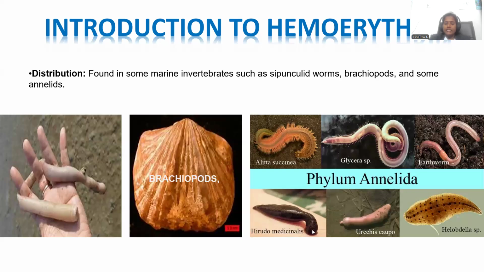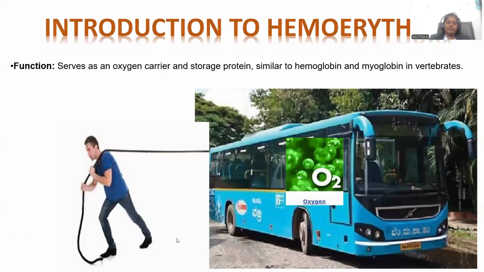Hirudo medicinalis is a strongly binding agent whenever it is in contact with human skin. And Urechis caupo is another one, also a marine invertebrate, part of Annelida. And here, Hirudinella species. All these together come under the annelid species, where the backbone is absent, and they are a kind of worm, right? They are all worms accompanied by hemerythrin as a pink-colored pigment.